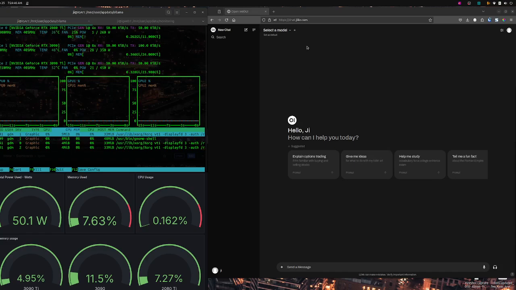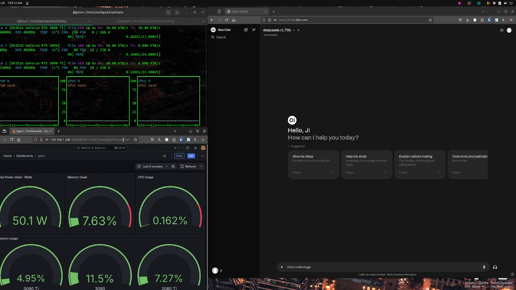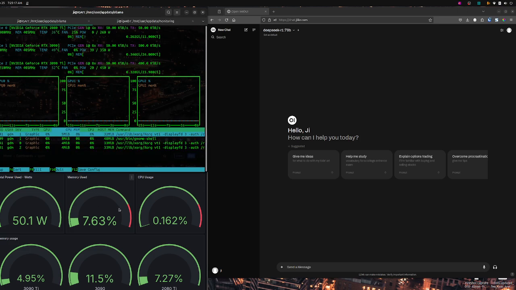Alright, I'm going to demo for you today my usage of DeepSeek R1 70B. I have this running on, I guess OpenWeb UI is the platform. I'm already logged in. I have NVTop running. I have my, what is this, Grafana dashboards running on the server, so we can kind of see how things are going. And let's see how this works.